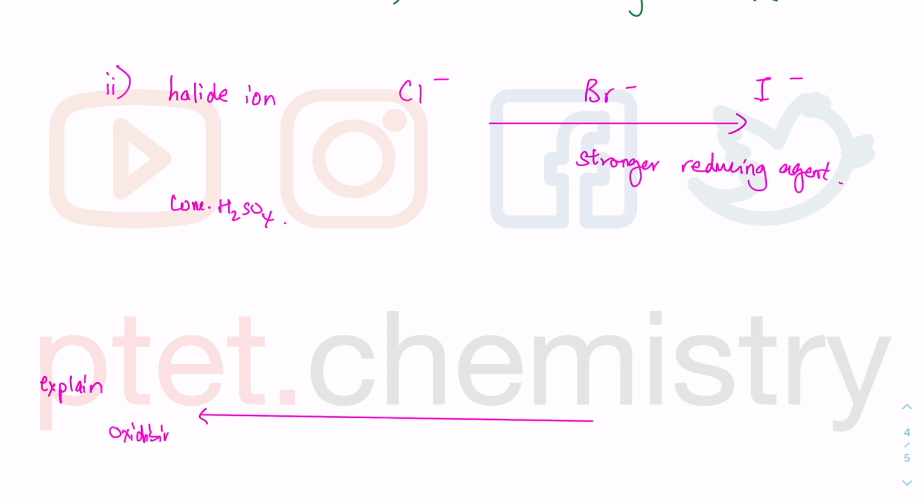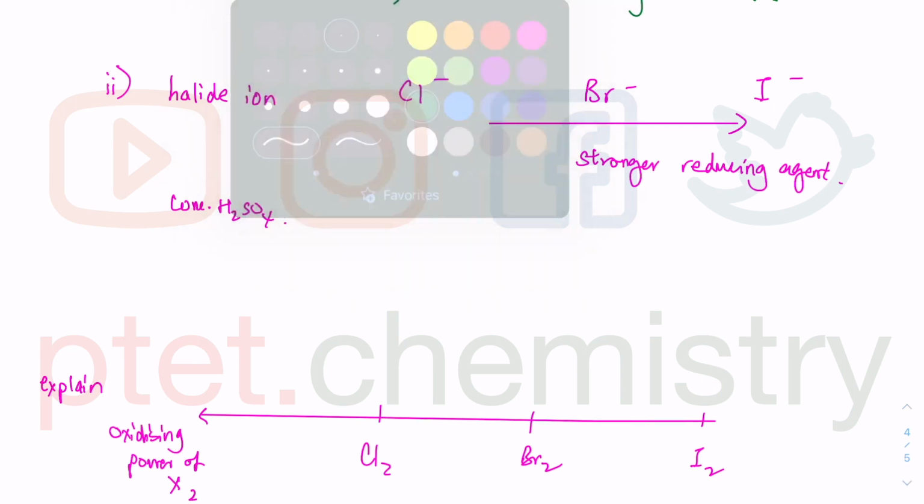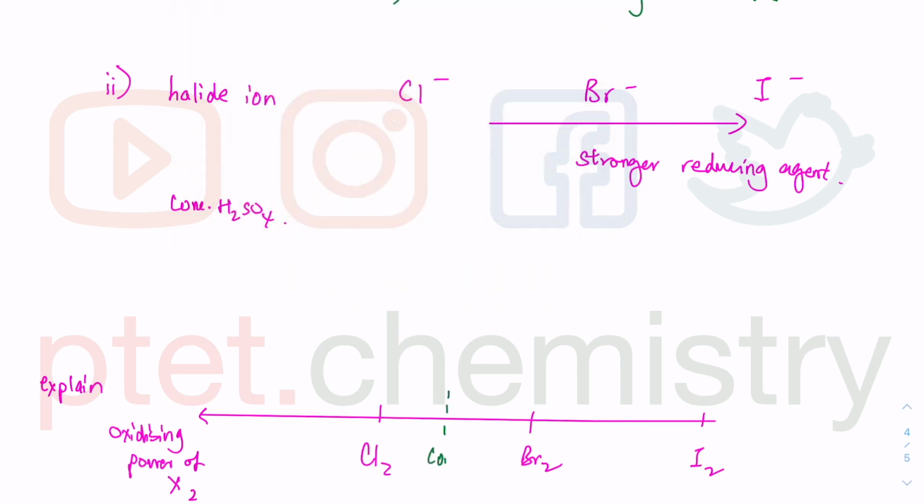So the halogens are X2, and the oxidizing power of the X2 halogens is going to be Cl2, Br2, as well as I2. And concentrated sulfuric acid comes somewhere in between chlorine and bromine. We don't know the actual value, neither am I interested in the actual value. All I'm interested in is where it is roughly, between chlorine and bromine. So what we know is there will be a redox reaction between concentrated sulfuric acid and bromide and iodide, but no redox with chloride. Okay, so there's no redox. This is your idea.